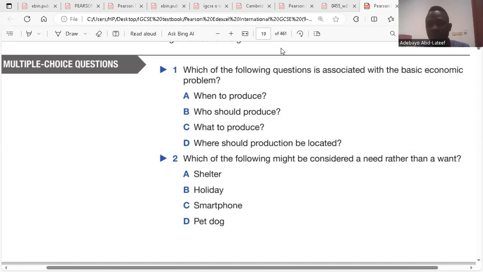So here, when to produce is not, who should produce, no. What to produce, yeah, the answer is C. Where should production be located is not an answer, so the answer is C. Question 2.